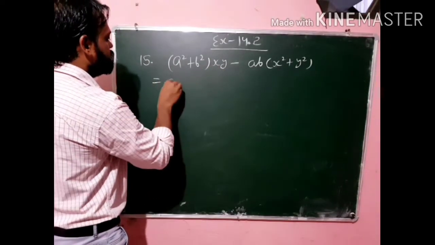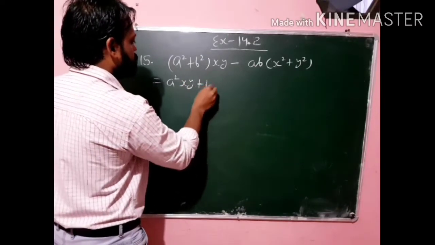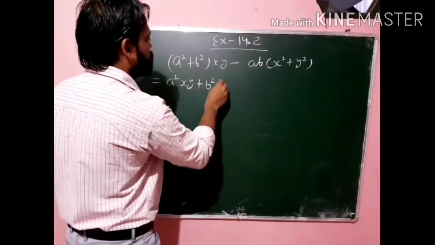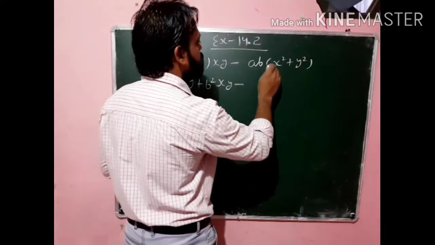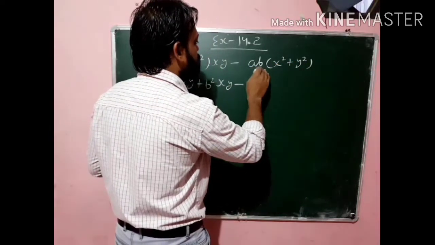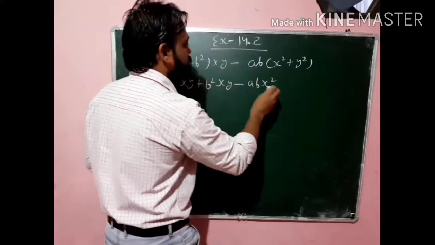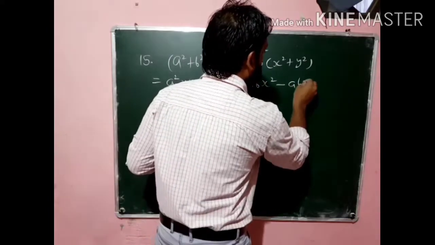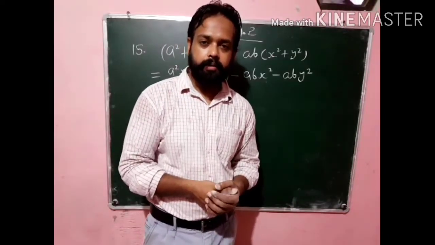Again, first of all we have to multiply xy with each term in the bracket. So it will become a square into xy then plus b square into xy, and now this minus sign is here. You can see ab is also multiplied with each term in the bracket. So ab is multiplied with x square, so it will become ab x square, then plus minus is minus, then ab y square. Now we have to make the groups again.